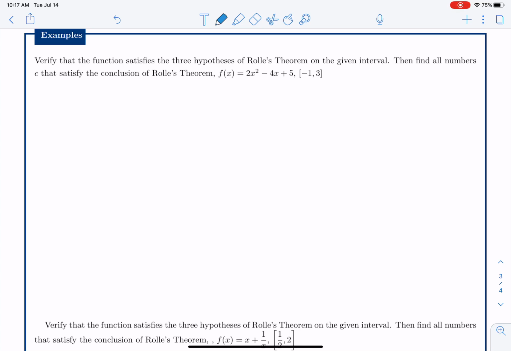So we want to verify that the function that is given here satisfies the three hypotheses of Rolle's theorem on the given interval, then find all the numbers c that satisfy the conclusion of Rolle's theorem. Now, first thing, we want to know if it is continuous. If you graph this, f of x is a parabola. So this is continuous.